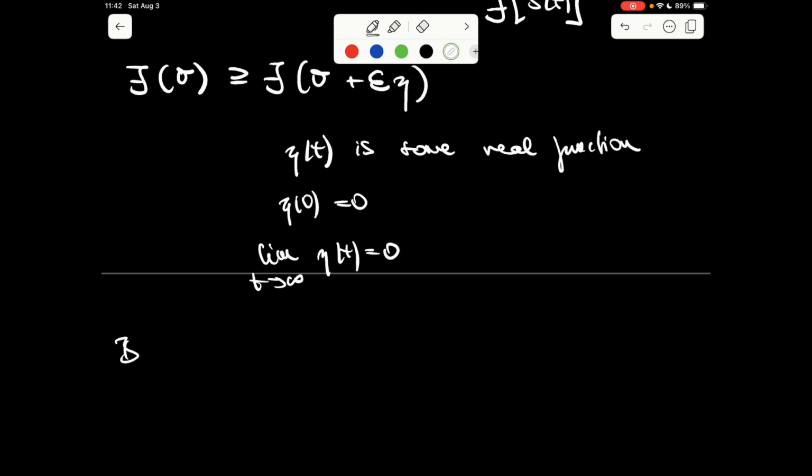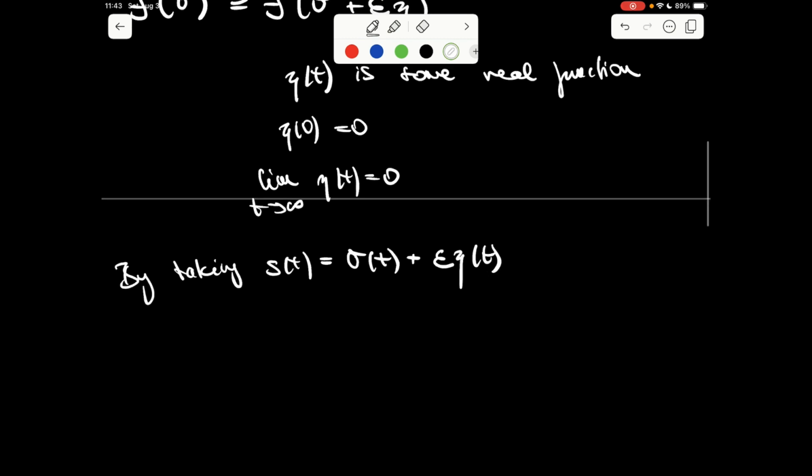If we take S(t) equal to this variation, we can say that the functional equation takes this form.